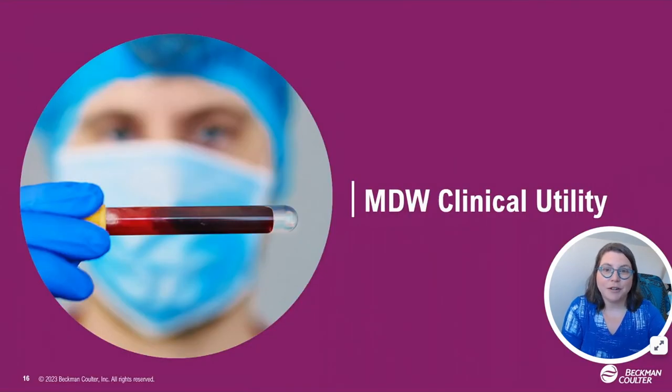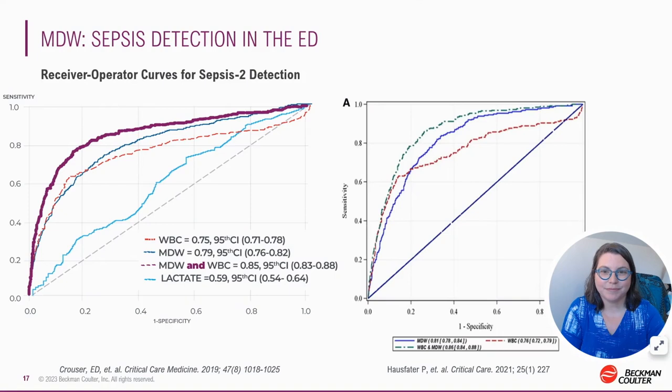Finally, I'll share clinical evidence that MDW has potential to improve early sepsis detection above and beyond current best practice. The predictive value of MDW is enhanced when combined with white blood cell count results. These charts, known as ROC curves, compare the diagnostic ability of several common infection markers. A perfect diagnostic tool would have a score of 1, and the higher the curve, the better its performance.